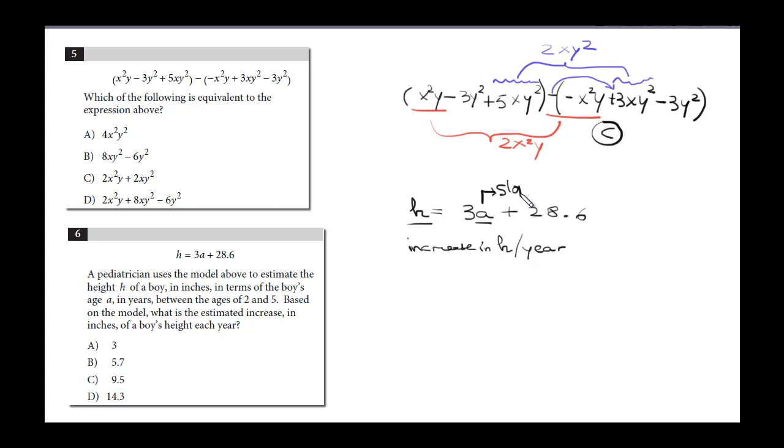If you remember the equation of a line, the meaning of the coefficient of A is the slope. That is, how much does H increase or decrease in a given period of time, which is exactly what I want. So it means that the coefficient of A, 3, is the answer, because 3 is the slope of the line, which means exactly the increase in height per every year. So the correct answer is A.